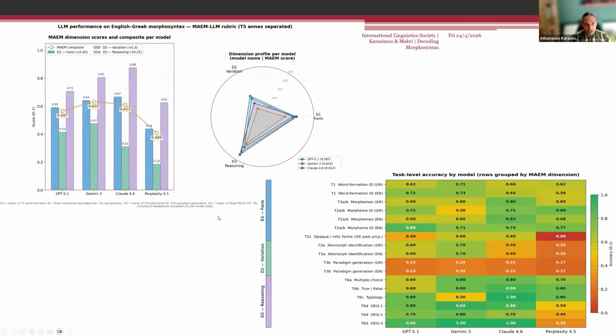Now, using our MIME LLM metric system, as you can see, the dimensional score shows that Claude was much better compared to the other LLMs. And if you see the heat map down to the right, the green areas are the really high performances of the system in specific kinds of tasks, and the red or orange areas were the quite problematic areas of the morphological analysis.